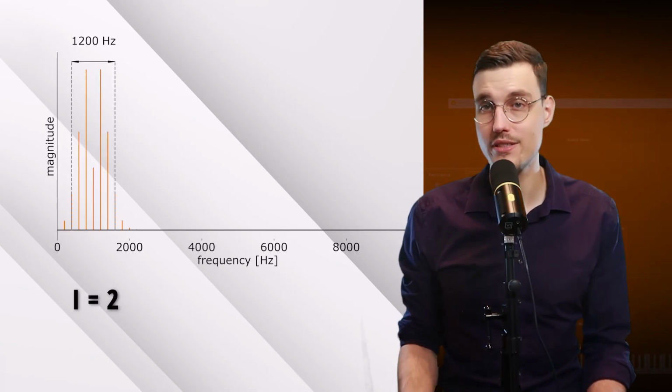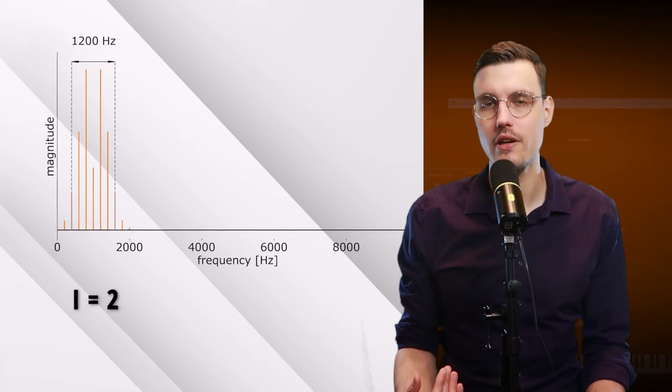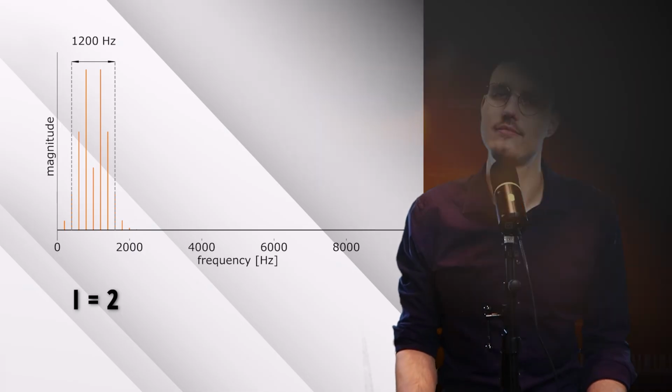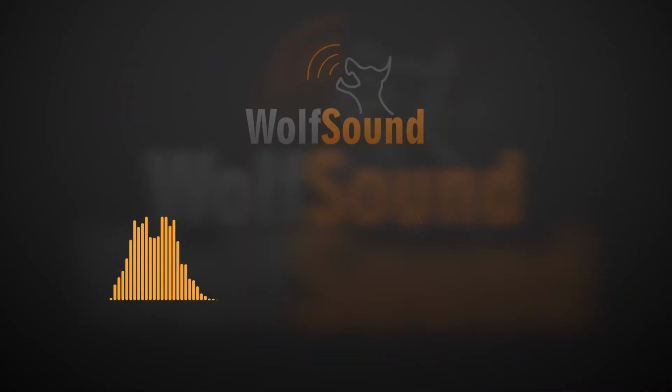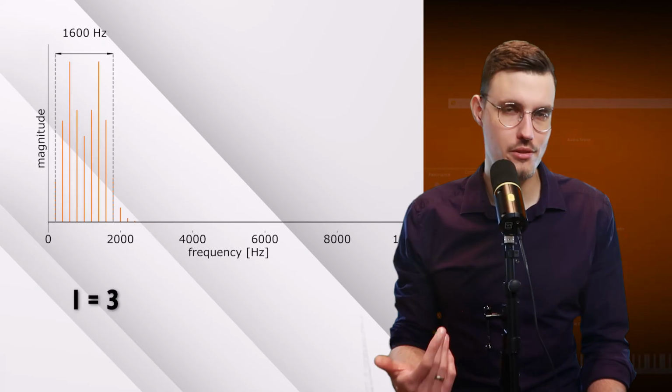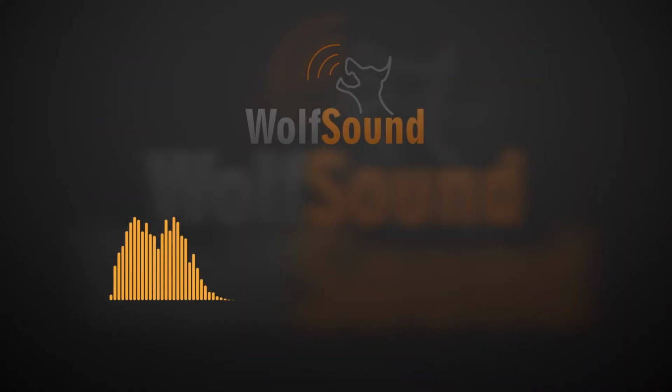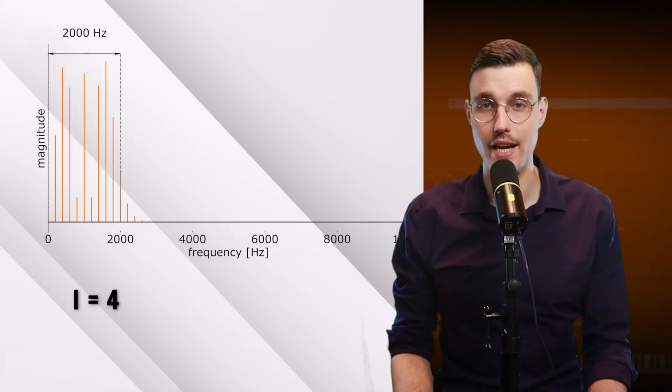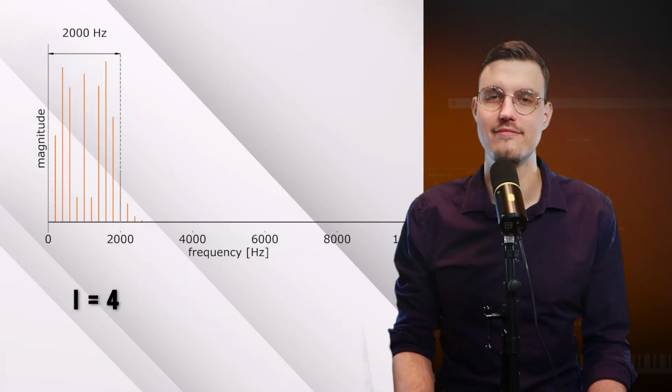Let's now increase the modulation index to 2. Here is the resulting sound. As you can hear and see, the spectrum got wider, and as a result, it sounds brighter. Let's now set the modulation index to 3. And now to 4.